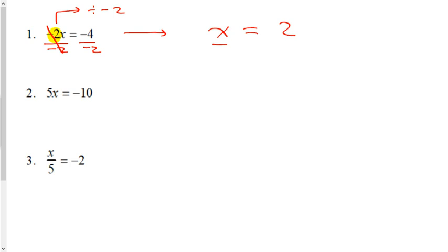In question 2, I'm multiplying x by 5, so I'm going to divide by 5. X will be equal to negative 10 divided by 5, which is negative 2.